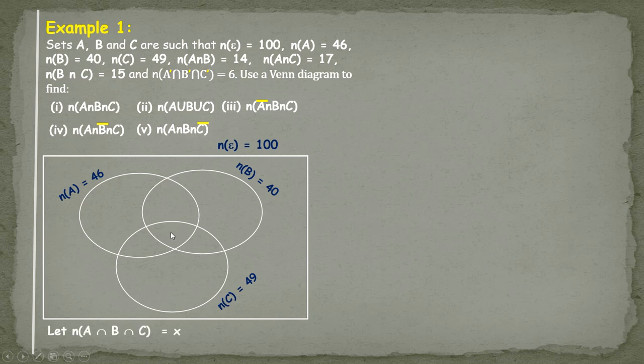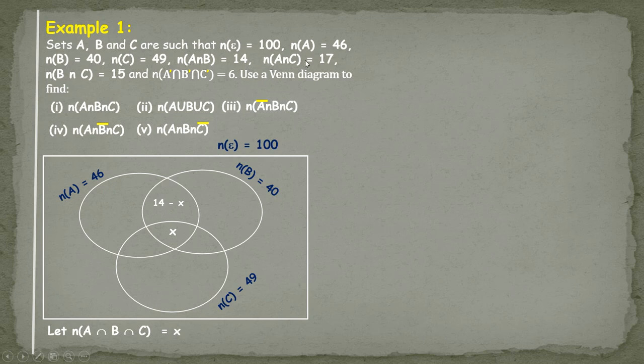So we are taking this intersection to be X. We have more information that A intersection B is 40 now. Earlier on we said that A intersection B means the region from this point, the whole of this region is 14. But because this one is 14 and we already have X here, it means that this part will be 14 minus X.